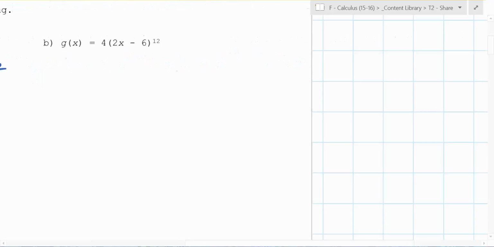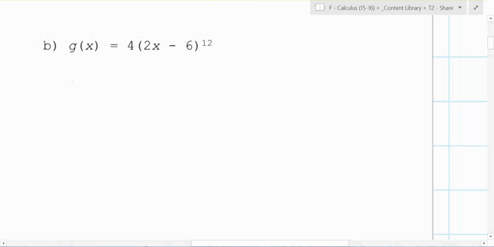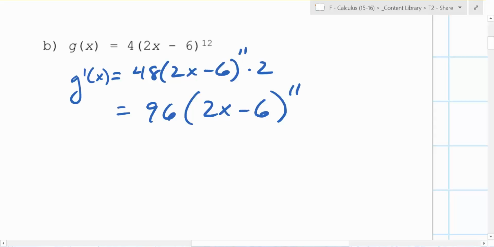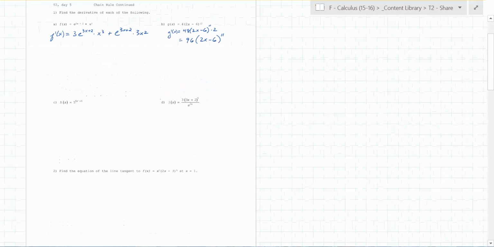Over here, what do you drop to the front first? The 12. 12 times 4 is? 48. So you have 48 times 2x minus 6 to the 11th. But don't forget the chain rule. What do you have to put outside of it? Times 2. Exactly. So you might see 96 times 2x minus 6 to the 11th. Is that a lot faster than multiplying out 2x minus 6 to the 12th power? Yes, it is. It is a lot faster.